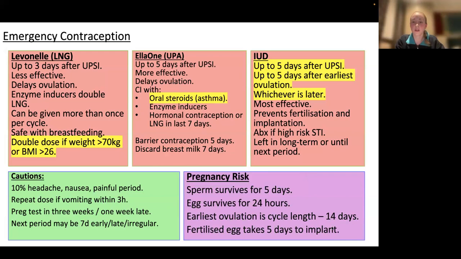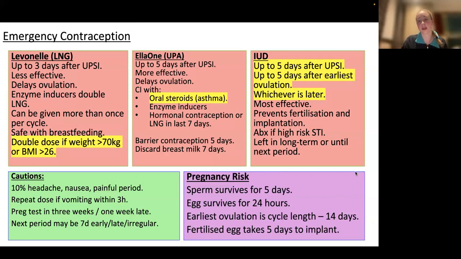Someone's just asked if someone has ovulated, should they use emergency contraception. Talking about if someone's missed 2 pills and you're giving emergency contraception, this is if someone has had unprotected sexual intercourse, they're not on any contraception, and we're just talking about normal emergency contraception. It depends when they've ovulated and when they've had unprotected sexual intercourse.